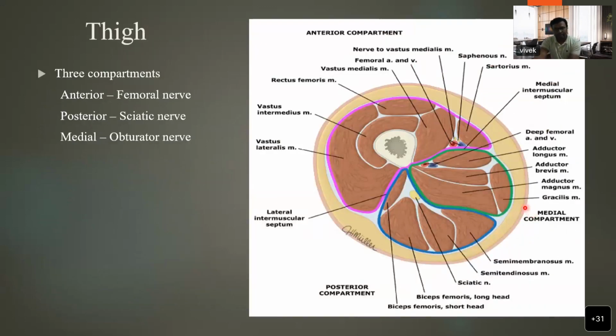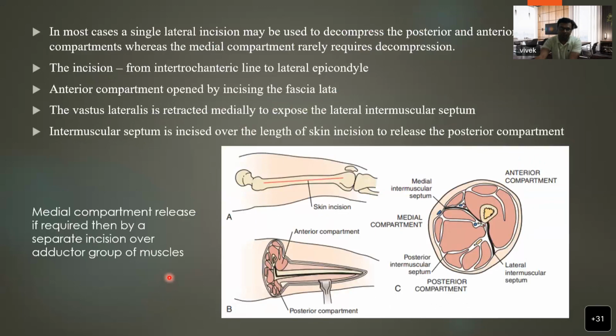Coming to the thigh, there are three compartments: anterior, posterior, and medial. The anterior compartment is associated with the femoral nerve, the posterior with the sciatic nerve, and the medial compartment is supplied by the obturator nerve. In most cases, a single lateral incision is given and decompression of the anterior and posterior compartments is done. The medial compartment usually does not need decompression.